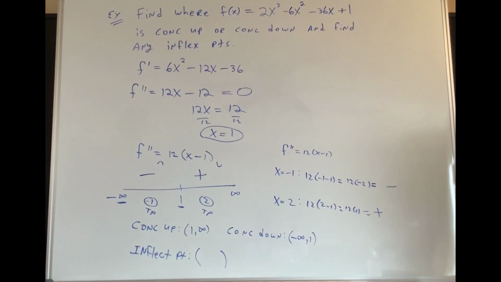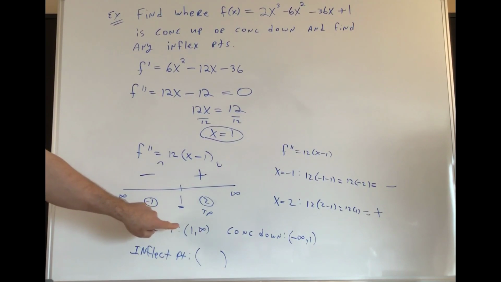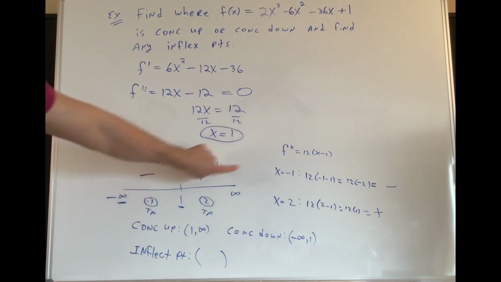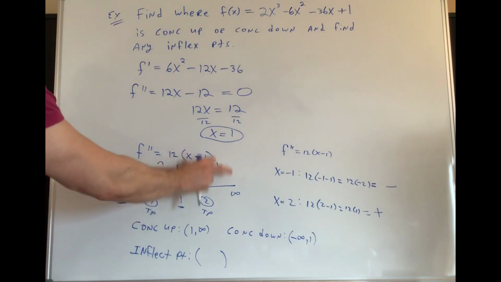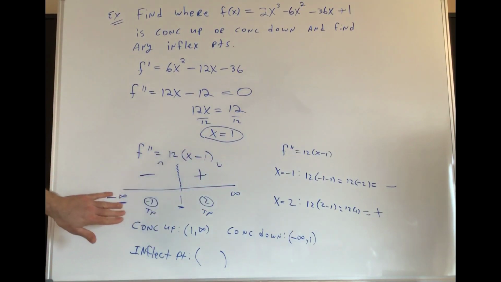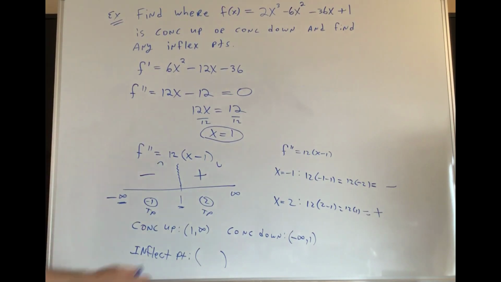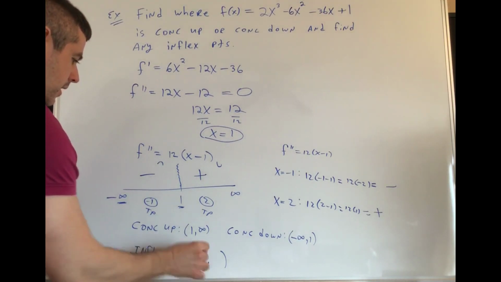Okay, so I wrote the interval where the graph is concave up from 1 to infinity, right? There's your region. From 1 to infinity, the shape of the curve is concave up. From -infinity to 1, the shape of the curve is concave down. Now, I need this point. We're going to cheat. I'm going to do it in my head.